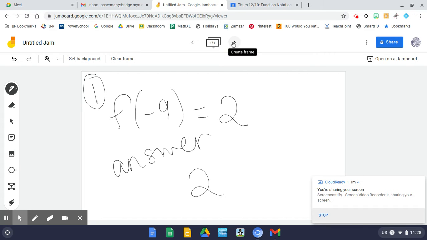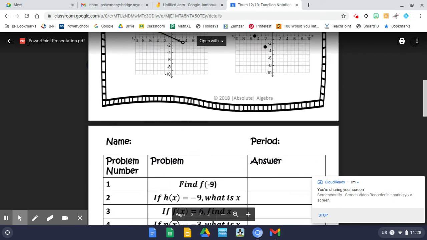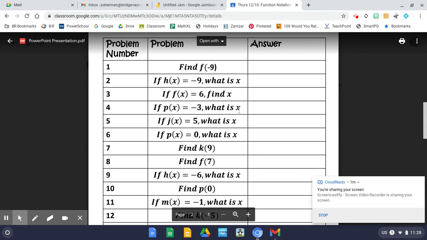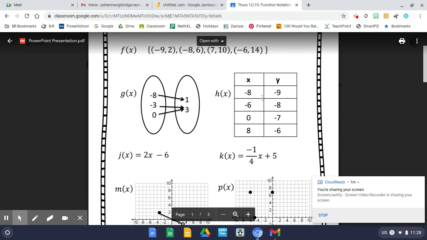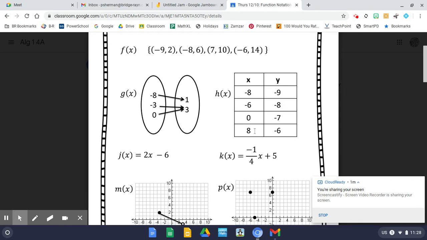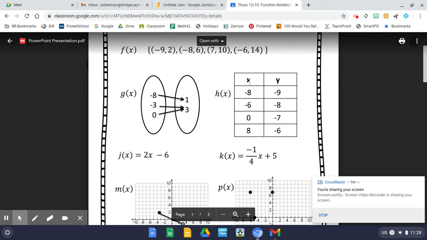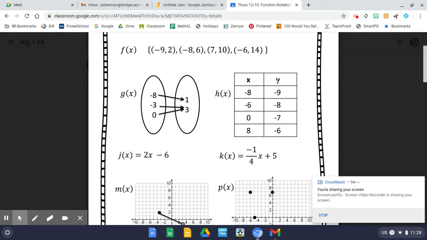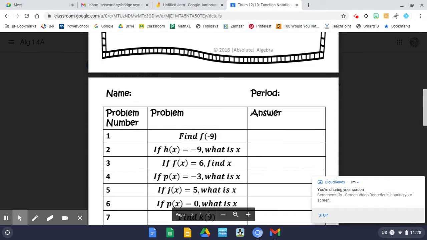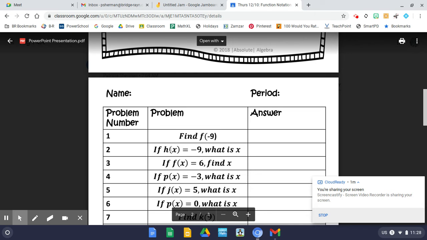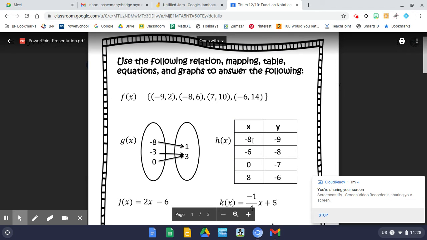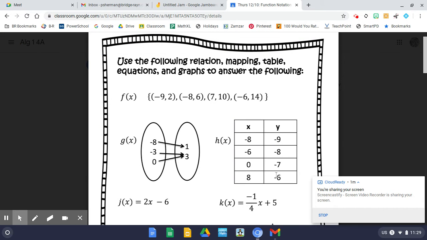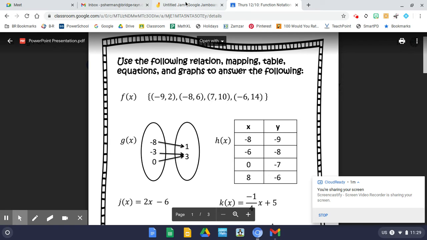Okay, so let's look at number 2. So I scroll down. If h of x equals -9, what is x? So I go back up and I look at h of x. H of x has 4 points. So I know it's referring to it as x and y, but you can also think of this as x and f of x. So just as a heads up there. If h of x is -9, that means my output is -9, aka my y is -9, what is x? So think about this point. Find the one where y is -9. That's the point -8, -9.